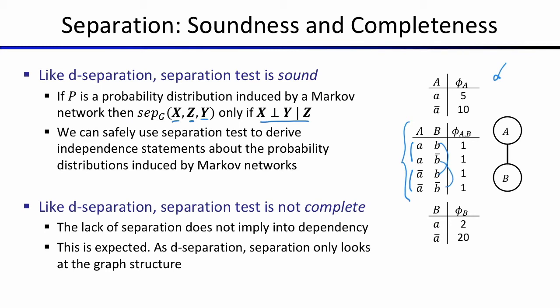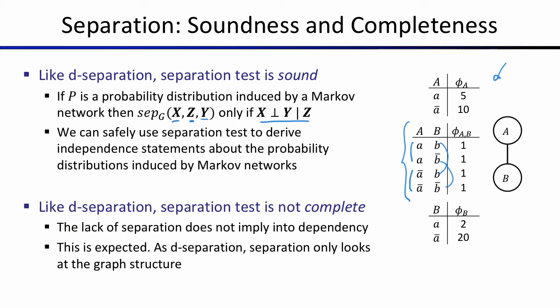So these two variables will be independent. But they are independent in the parameterization of the network. They are not independent in the graph. Actually, in the graph, they are directly connected by an edge. So they will never be independent just looking at the graph.